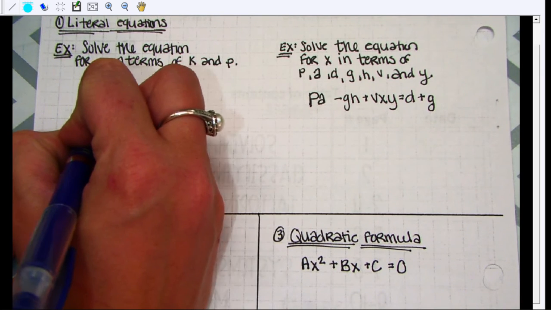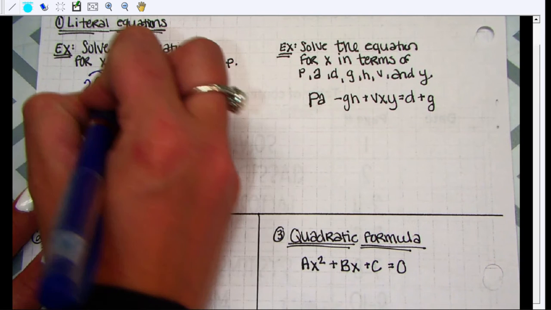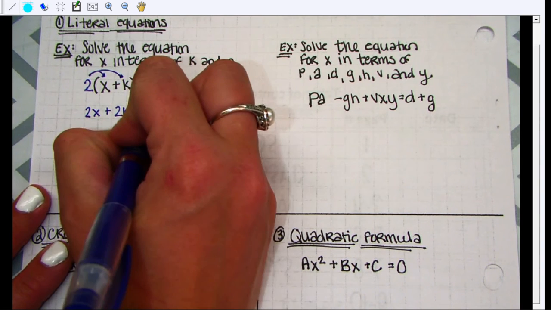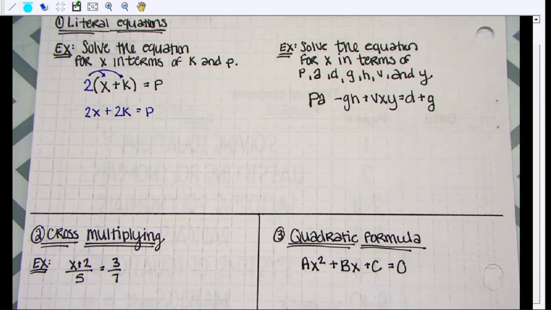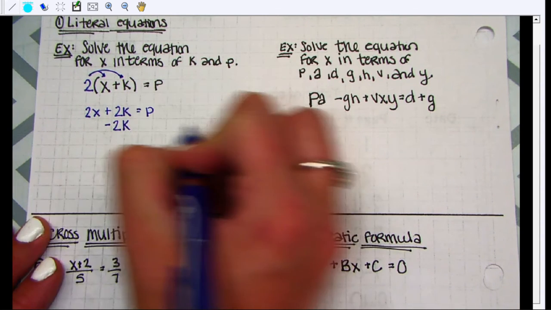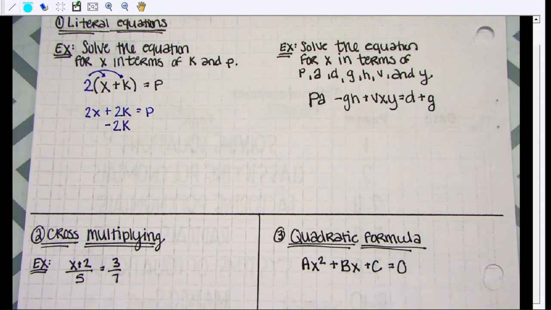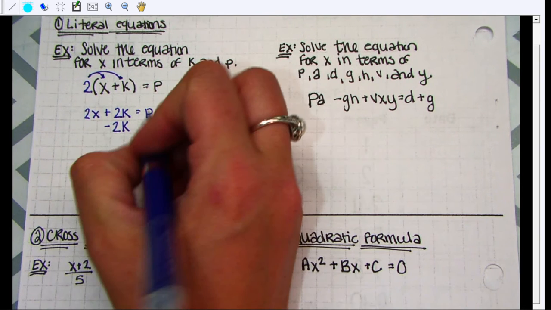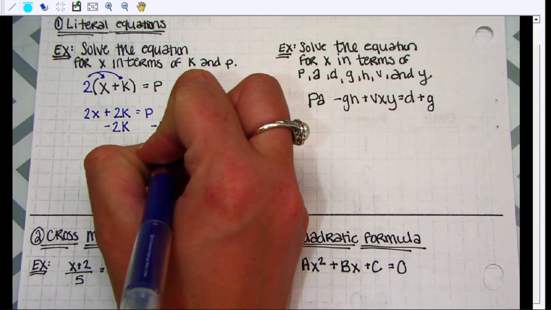We get 2x plus 2k equals p. What's the next part? Subtract k, good. Can we combine negative 2k and p? No, I can't put them together. So I'm going to move negative 2k off to the side.